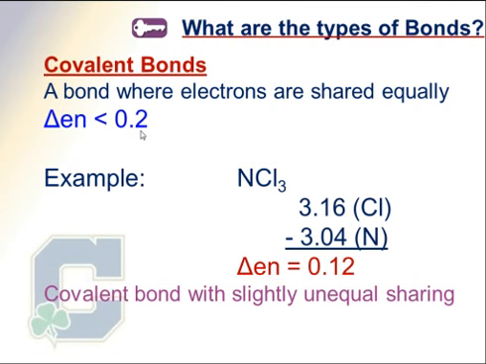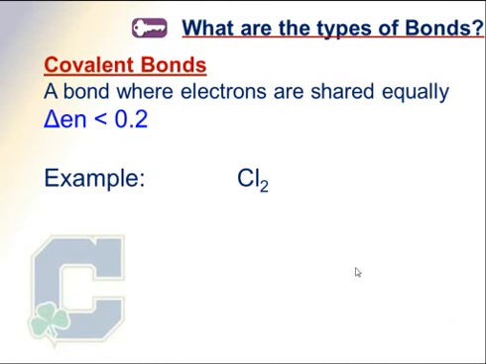A good example would be that NCl3 that we just did. It had a difference in electronegativity of 0.12. Okay, Cl2 is another example. Now, you may say, well, where's the other atom?